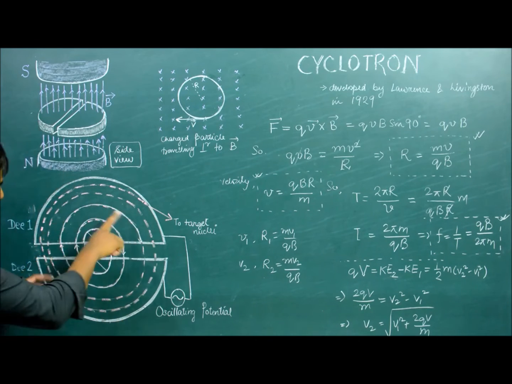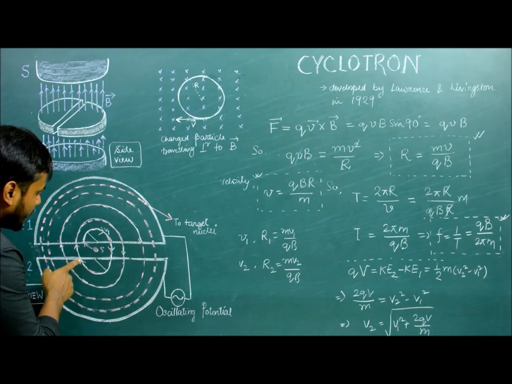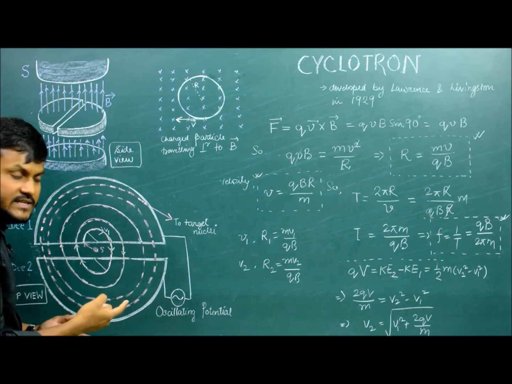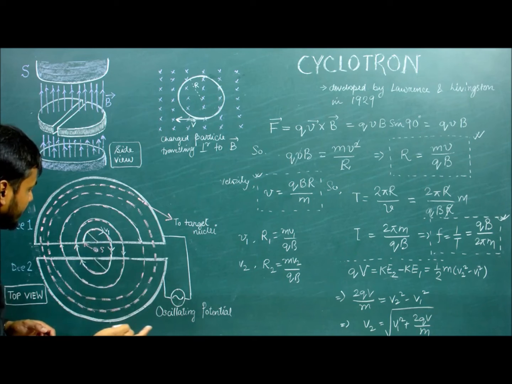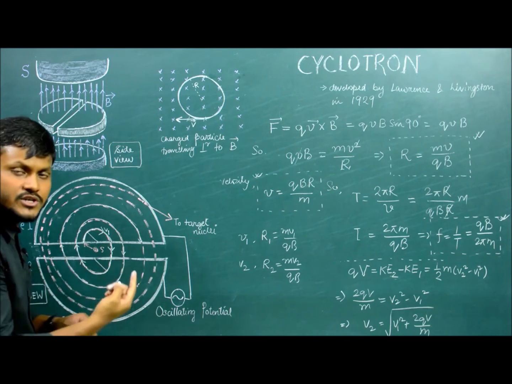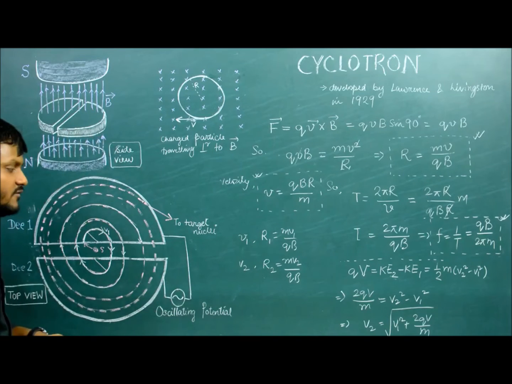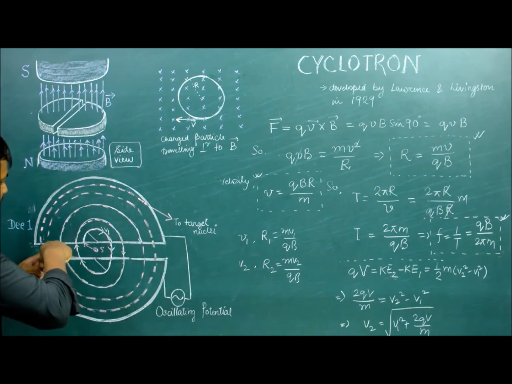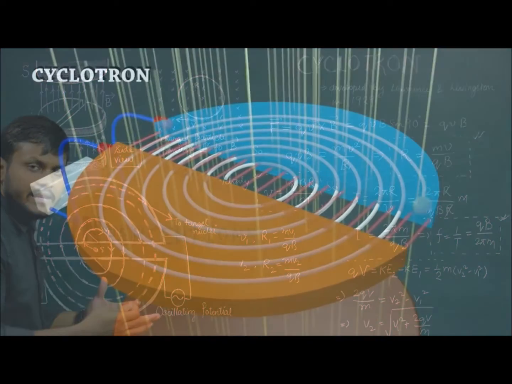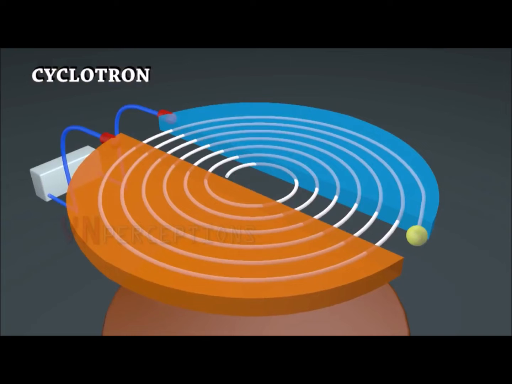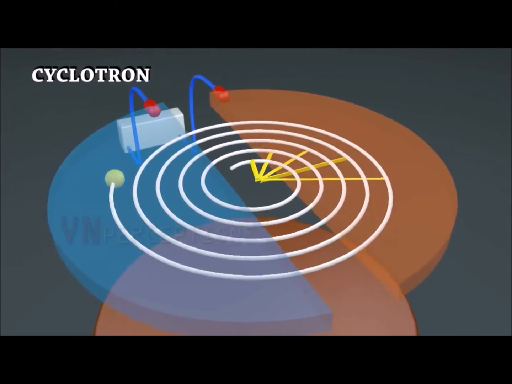This process keeps on happening over and over again, so that every time the particle is about to exit any one of the Ds, the polarity is reversed, so that the particle only experiences an electric field pointing in the direction of its motion, so that the particle gets accelerated and its velocity gets increased consecutively. If the velocity gets increased, the radius of its trajectory will also be greater. So if the velocity of a charged particle increases, the radius of the charged particle's path would also increase.